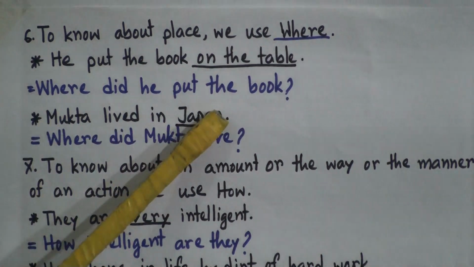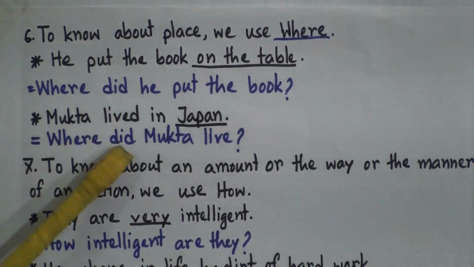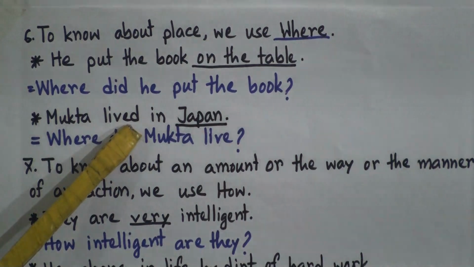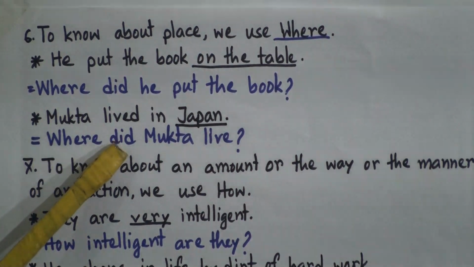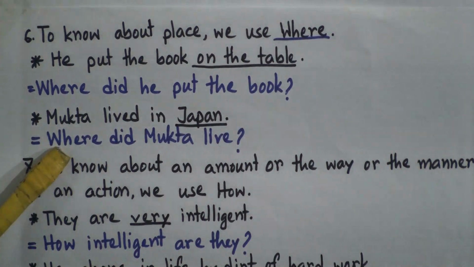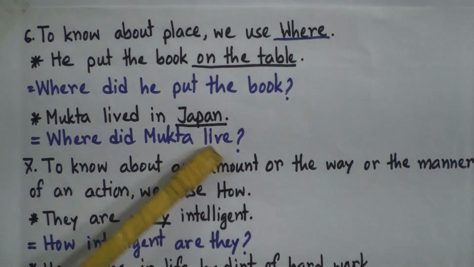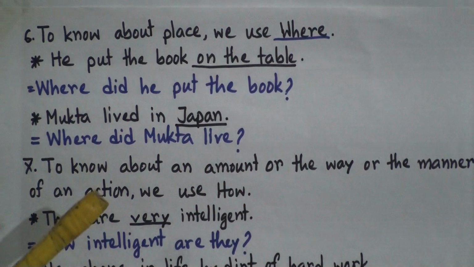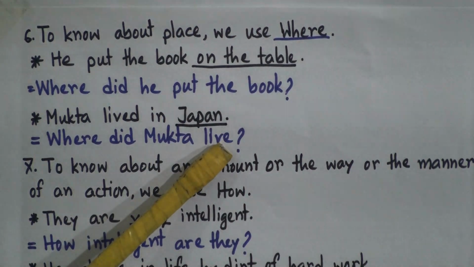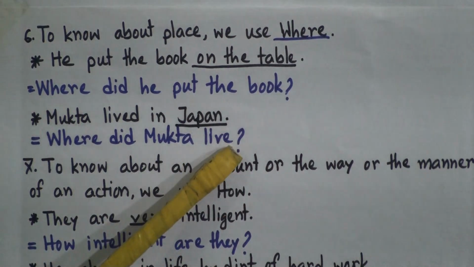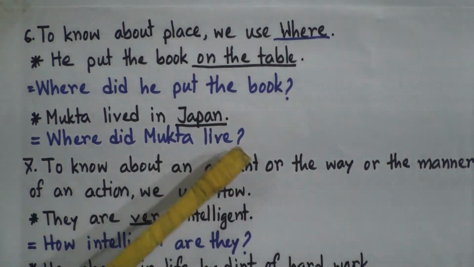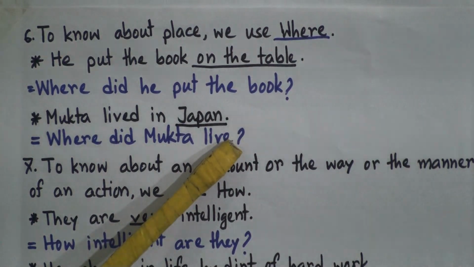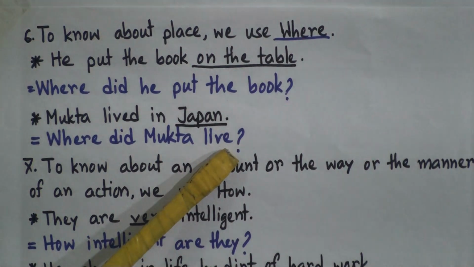Now Mukta lived in Japan. This is another example. So where did Mukta live? So this is in the past form. So we will use did after, auxiliary verb did or helping verb did after the WH word where. So where did Mukta live? And very important thing, you must give question mark. I forgot to tell you at the beginning. You must put question mark in your WH question. Otherwise, it will be incorrect.